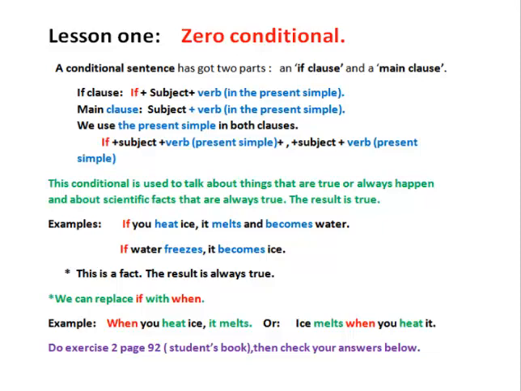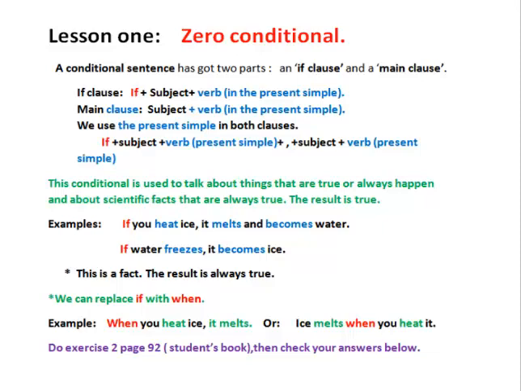You know that a conditional sentence has got two parts, an if clause and a main clause. As you can see here, the if clause starts with if, then the subject and the verb in the present simple. The main clause, that means the second part of the conditional sentence, has got a subject plus a verb in the present simple.